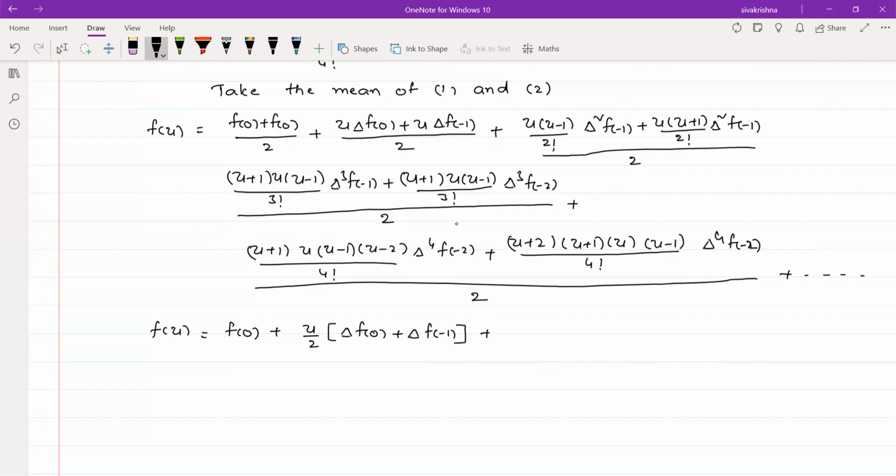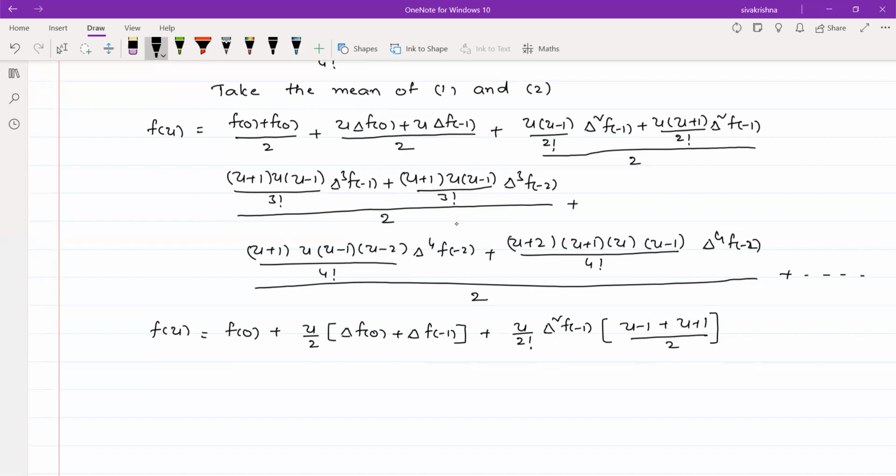Okay, so coming to the third term, in the third term also we have to take terms common. So what are the terms we are getting common in the third term? I am writing that u by 2 factorial into delta square f of minus 1. I am getting common in both the terms. Okay, so then we get, if we take common those terms from the third term, we get u minus 1 plus u plus 1 by 2.